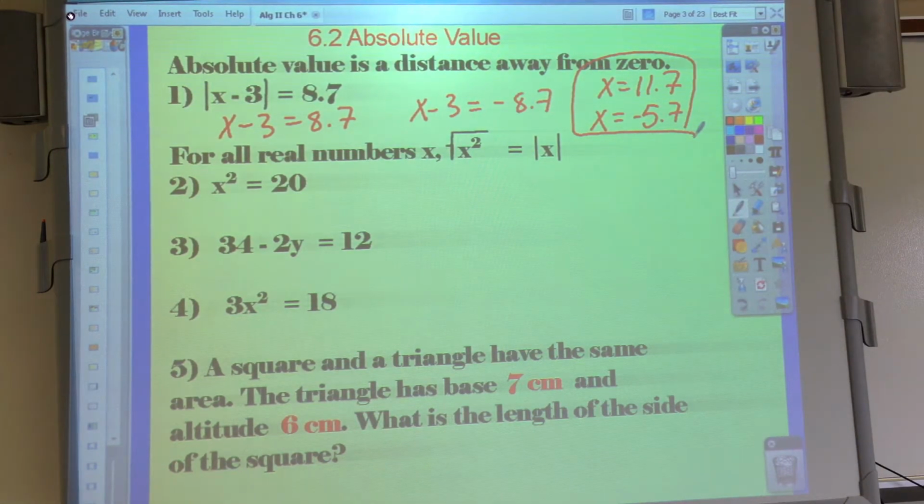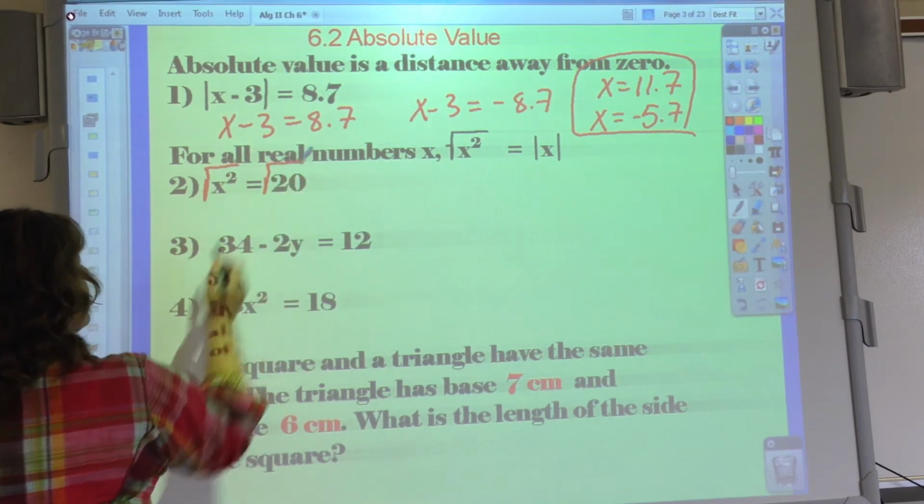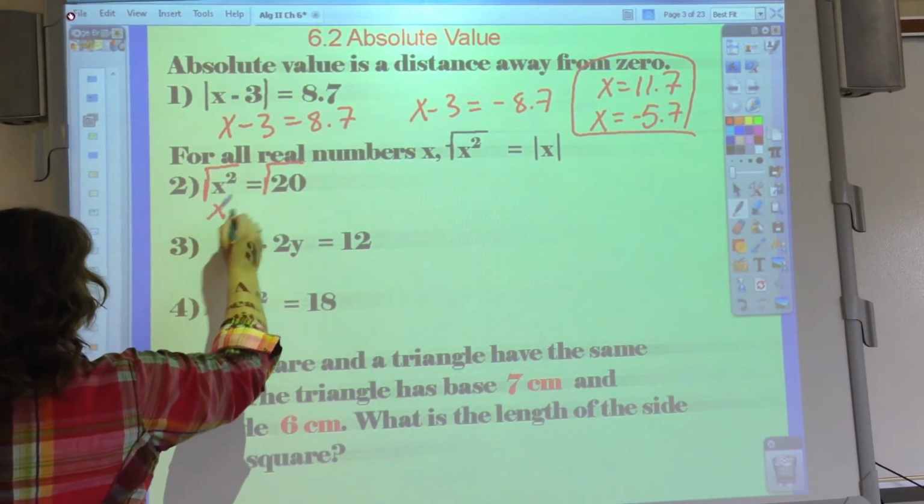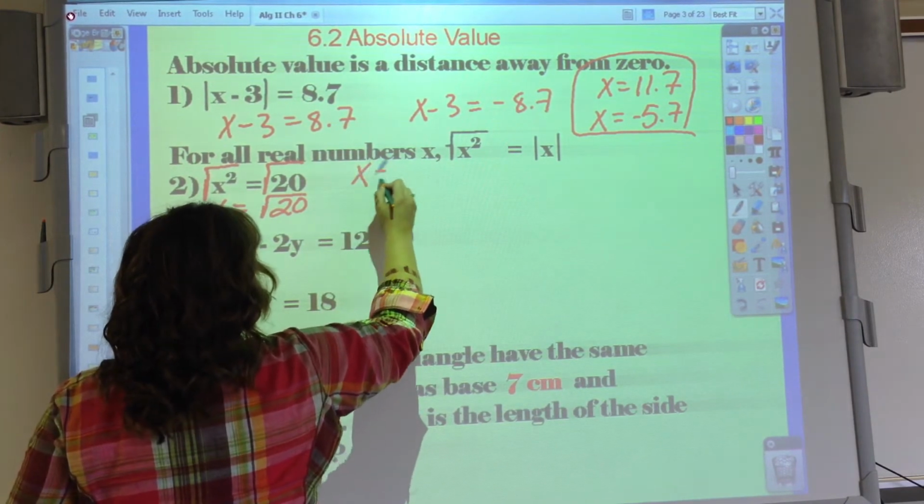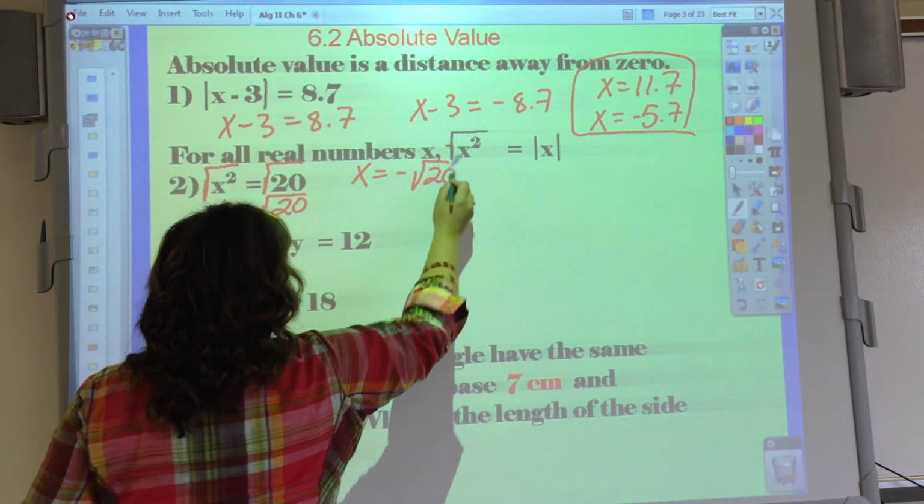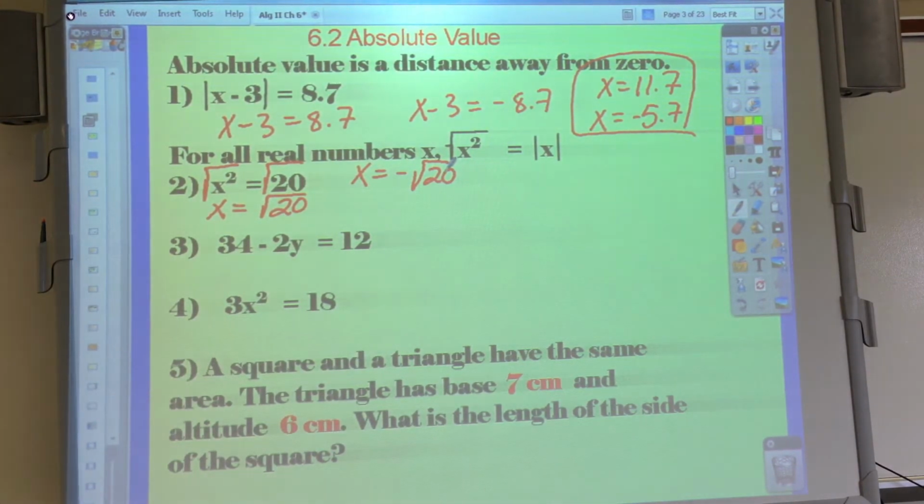Now we also define squares as the fact that if we take the square root of something squared, it has to equal the absolute value of x. So for x squared equal to 20, I am going to square root both sides. And notice how many solutions I get here. First, I'm going to get the positive square root of 20. And second, I'm going to get the negative square root of 20. Notice that when it's actually squared, that value has to be positive.